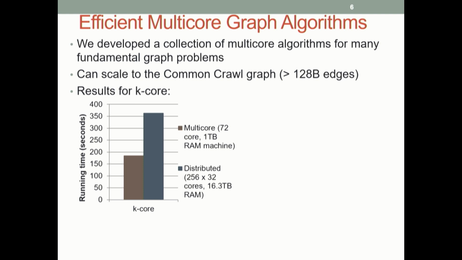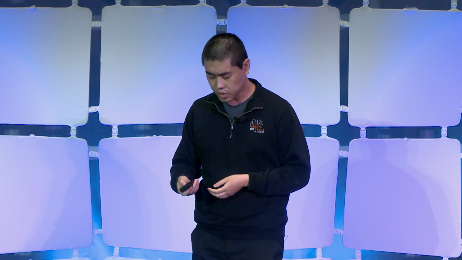So here are the results for one of the problems that we looked at called K-core decomposition. And here we're comparing the running time of our multi-core solution versus the state of the art at that time, which was a distributed memory solution. So our multi-core solution uses a single 72-core machine with a terabyte of RAM, and it takes about half the time as the distributed solution, which uses 256 machines, each with 32 cores and over 16 terabytes of RAM.